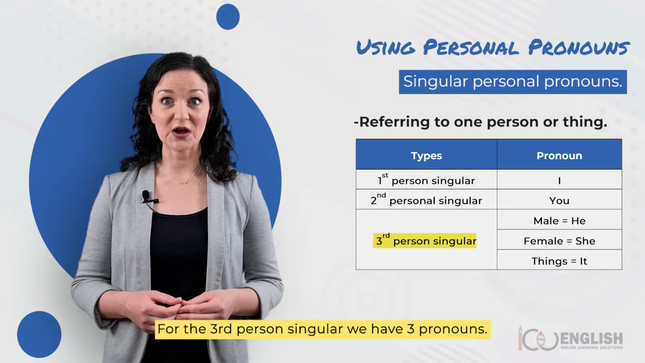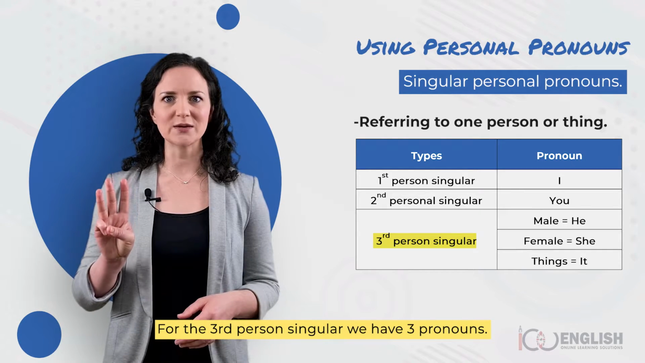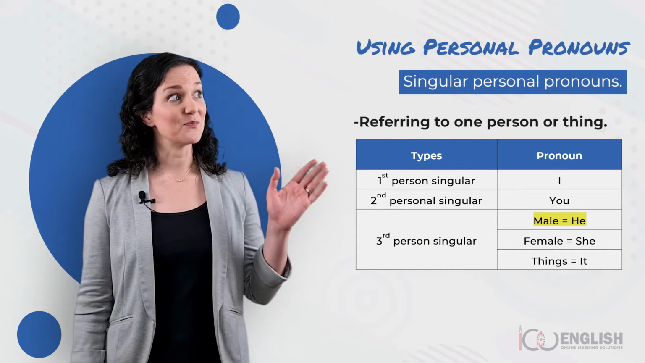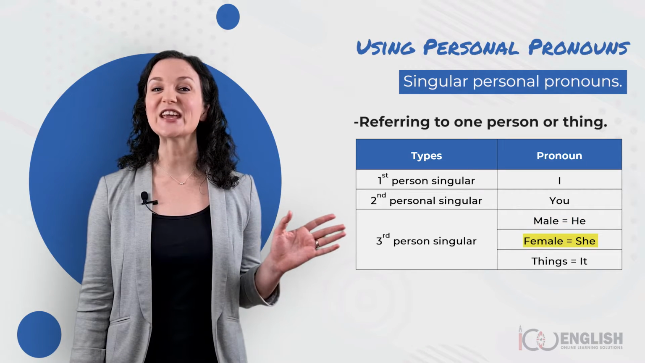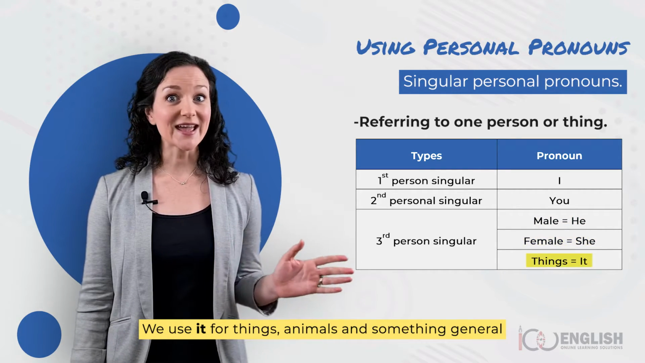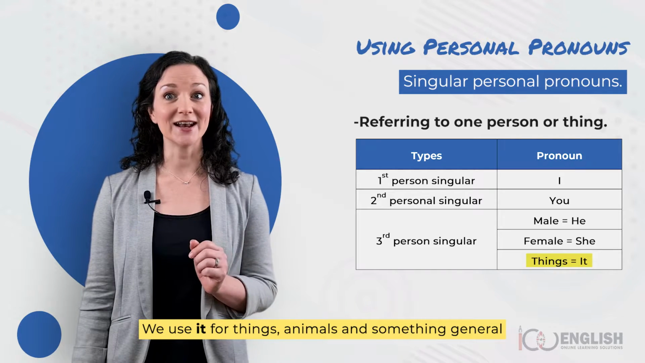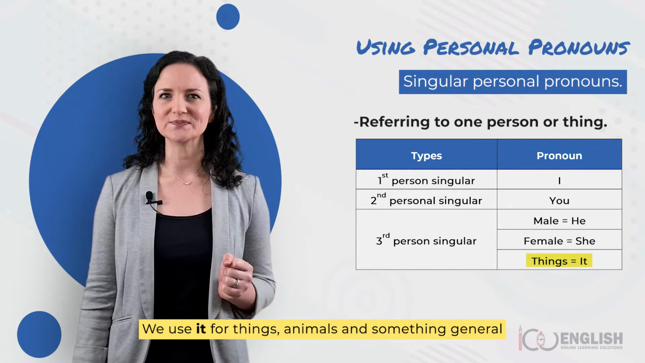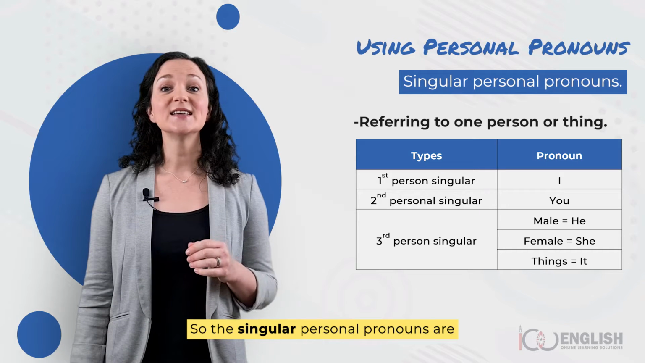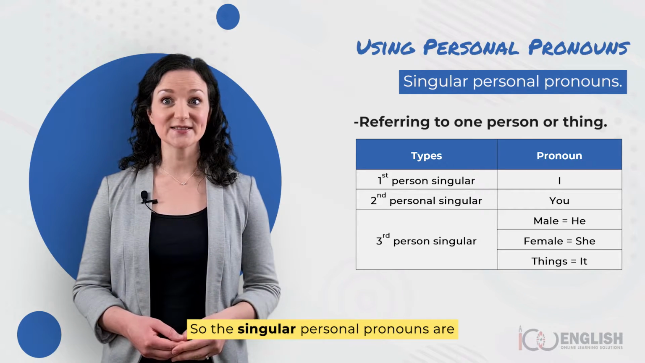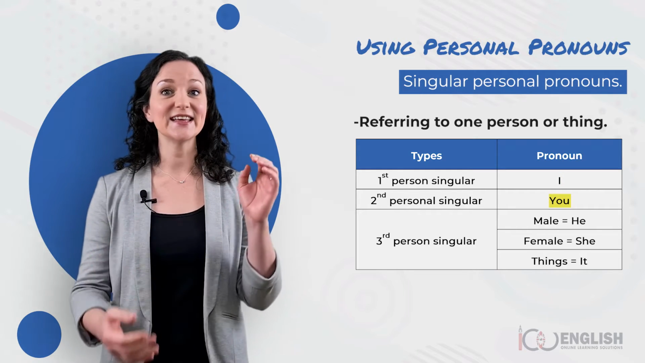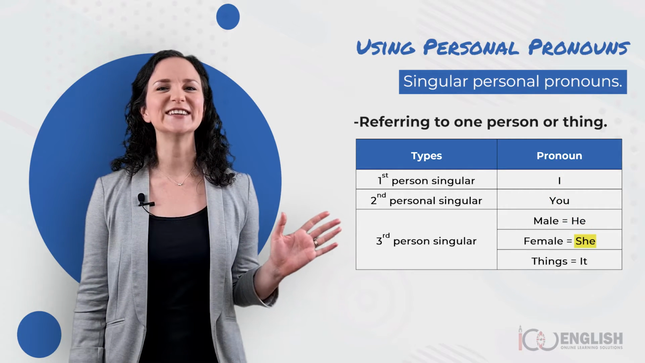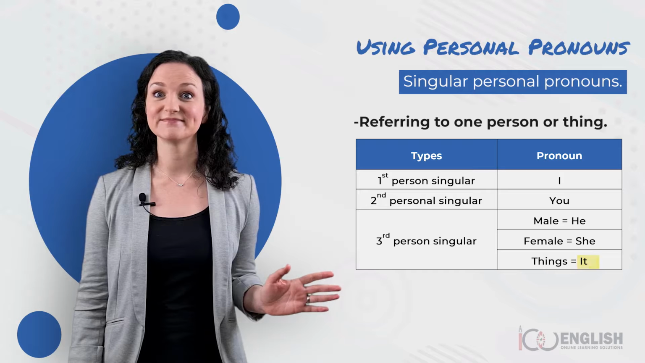For the third person singular, we have three pronouns. For males, it is he. For females, it is she. We use it for things, animals, and something general. So, the singular personal pronouns are I, you, he, she, and it.